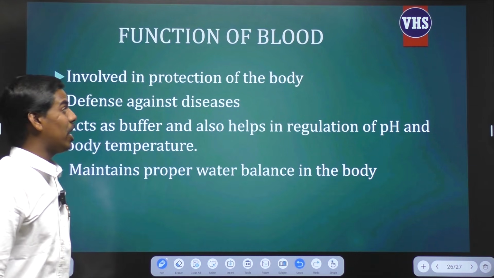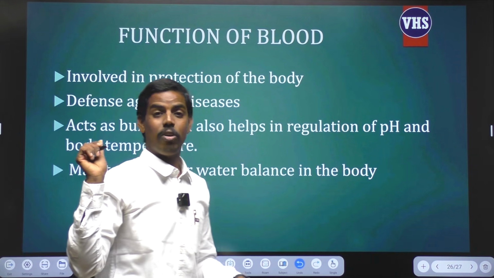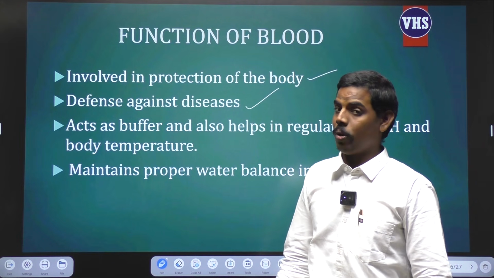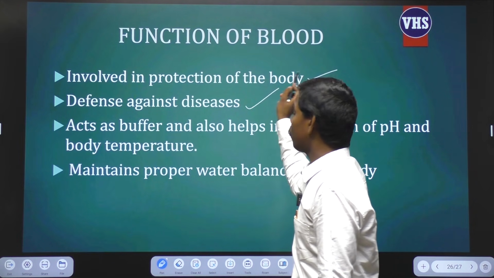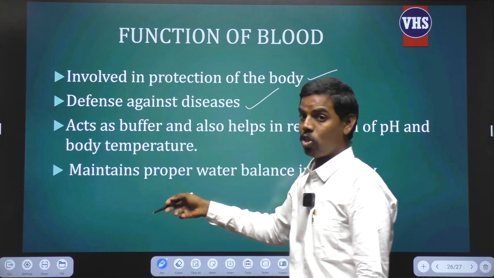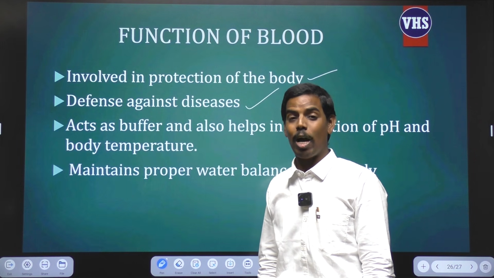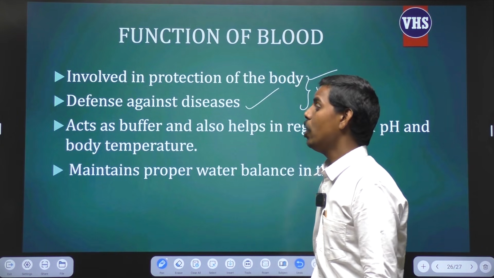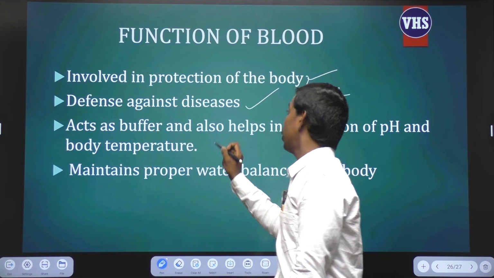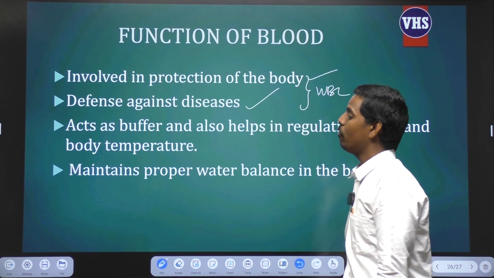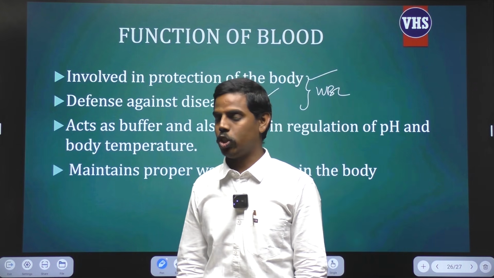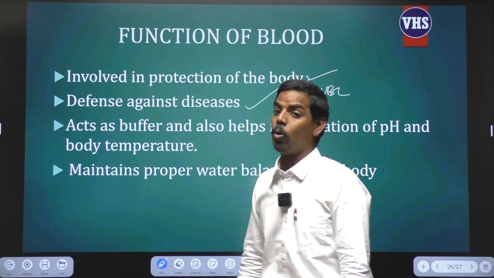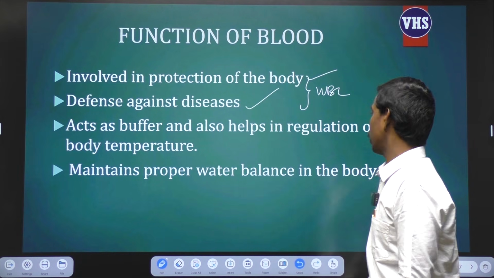Next thing, it is involved in the protection of the body. Now we saw the WBC. So WBC, all the cells are involved in the immune system. So involved in protection of the body and defense against disease. Now we are saying the engulfing of bacteria, phagocytic. So these two things are WBC functions. Next, act as a buffer and also help in regulation of pH and the body temperature. They can manage the body temperature. Next, maintain proper water balance in the human body.